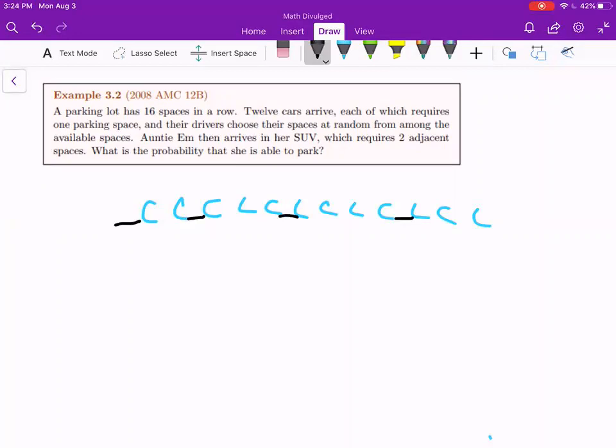And if you note, here there's no way for Auntie M to park her SUV because there's no 2 adjacent spaces. We have the 4 empty spaces, but they're all separate from each other. So there's no way for her to be able to park her SUV. We can draw a separate case. Okay, so in this case, we have 1 space here, 1 space here, and 2 spaces here. So basically in a case like this, we have 1 spot available to park her car.